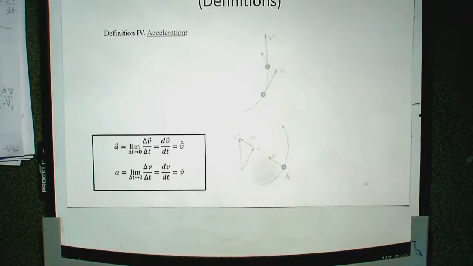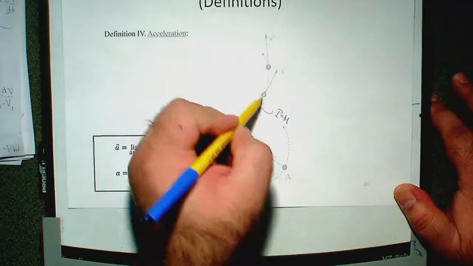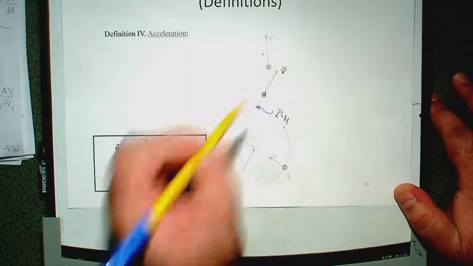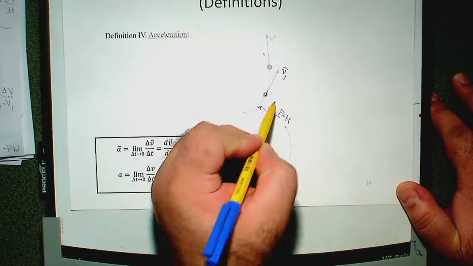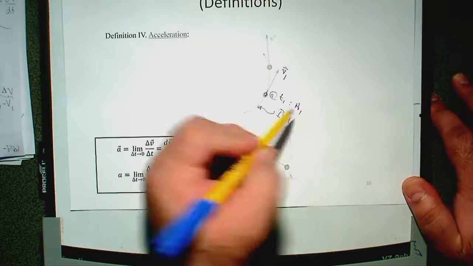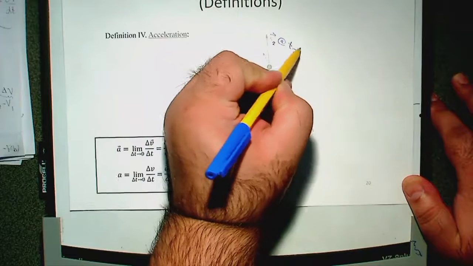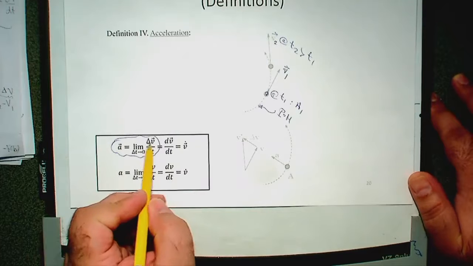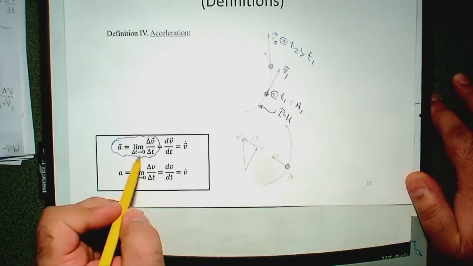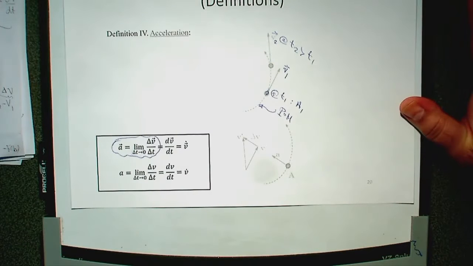The last definition is acceleration. This is your path of motion. And we agreed that at each point of the path of motion, the velocity is tangent and its direction is the direction of the motion. Then this is my v1 at t1, point A1. And this is my v2 at t2. Now, this is the definition of the acceleration: delta v over delta t when time tends to zero. This is the definition. Okay.